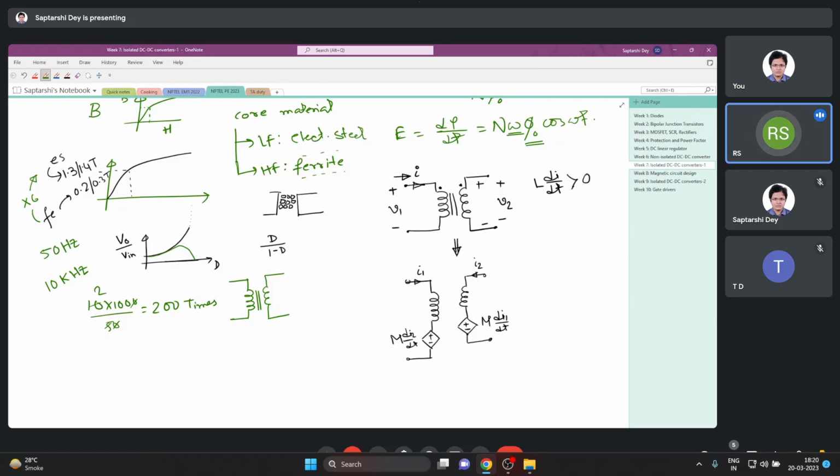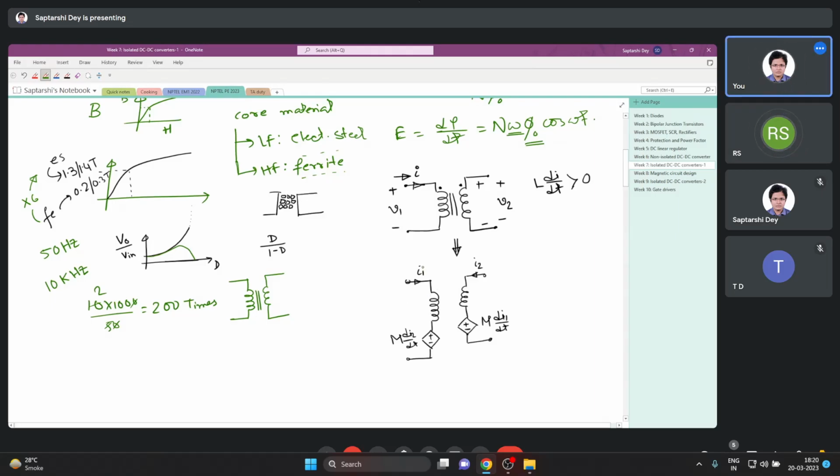Sir, coming to this dot convention, we have drawn this mutual flux, this mutual component, M dI1 by dt. Sir, in this M dI1 by dt, this polarity, suppose we take one cycle of AC voltage at the input side, this instantaneous polarity of the mutual voltage will be varying at each moment, right? At some moment it will be at this polarity, at the next moment it will be a different polarity.